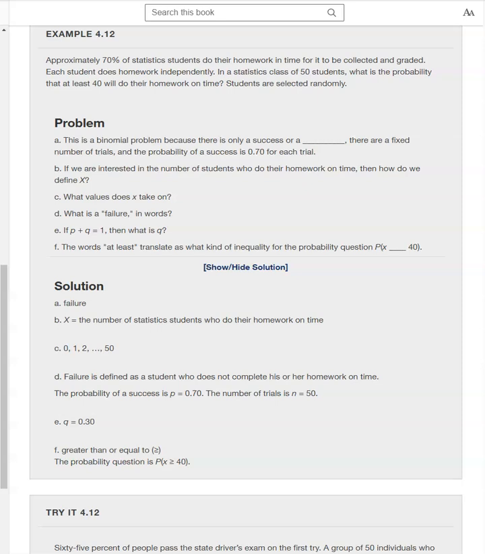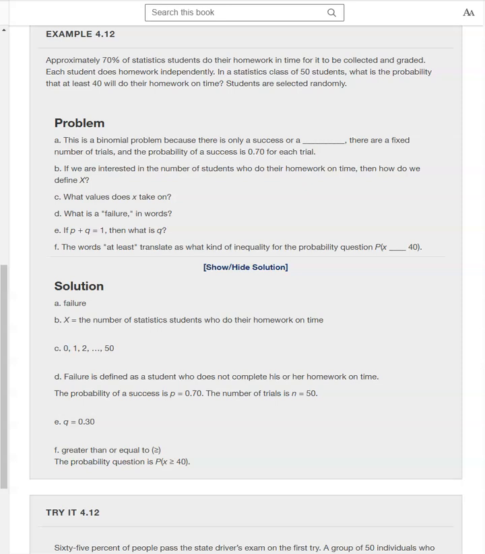Part B, if we are interested in the number of students who do their homework on time, then how do we define X? Well, X is just the number of statistics students who do their homework on time, right? Part C, what values does X take on? Well, we could have 0 students that do their homework on time. We could have 1 student who does his or her homework on time, 2 students, all the way up to 50 students. So X can take on any whole number from 0 up to and including 50.